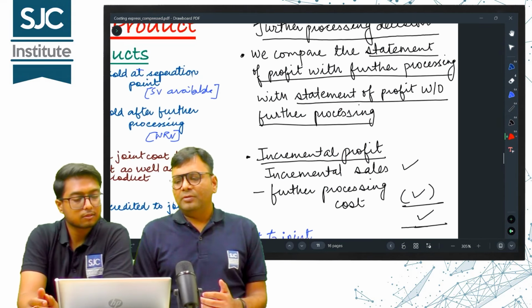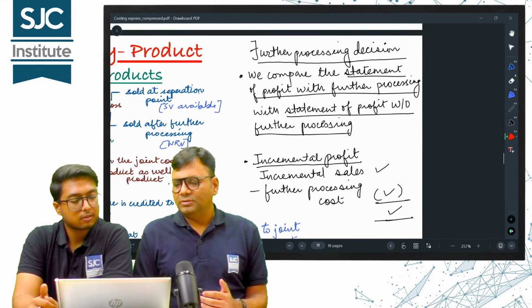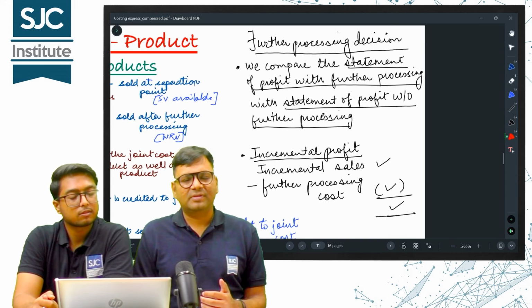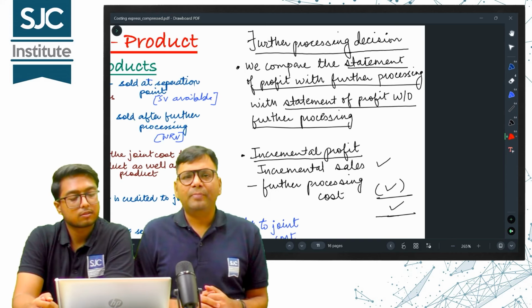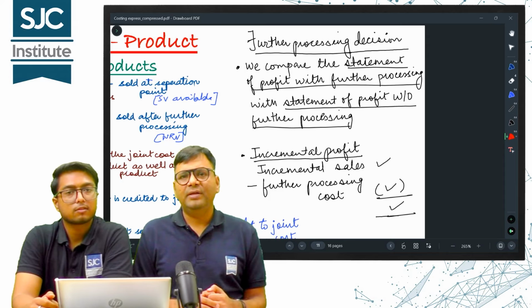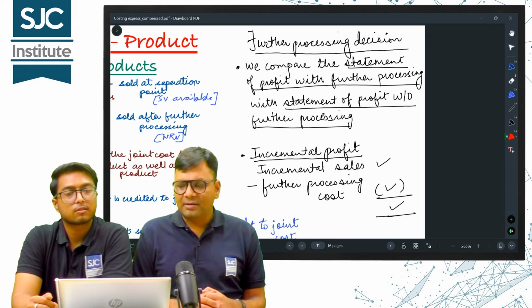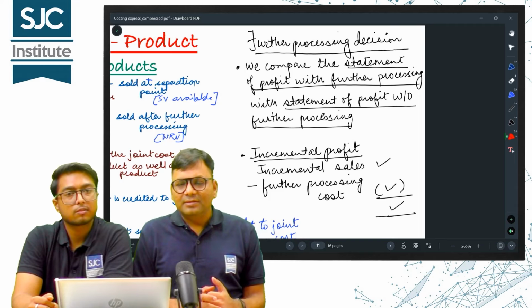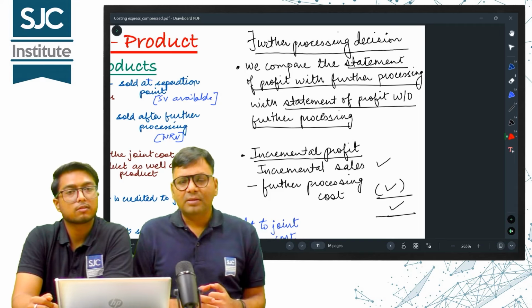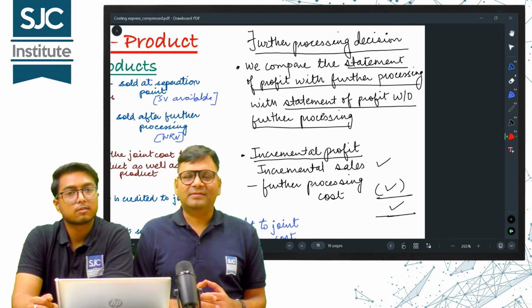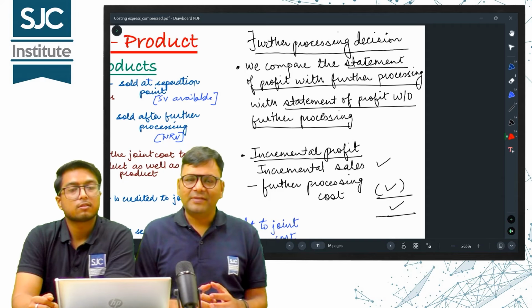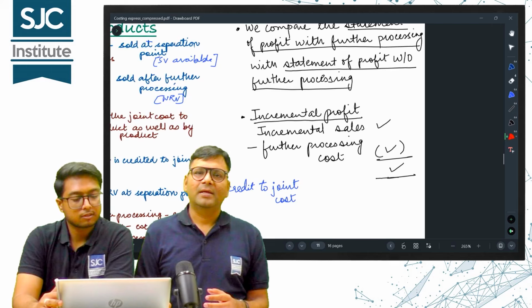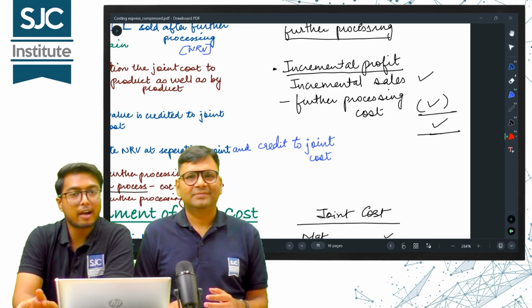There is another very important calculation required for joint product and byproduct understanding, which is the further processing decision. To decide whether a joint product or byproduct should be further processed or not, we have 2 ways. First is to compare the statement of profit with further processing and the profit statement without further processing. The second method is to find out incremental profit. So there we find first incremental sales less further processing cost. If incremental profit is positive, we advise for further process. So here we complete the byproduct and joint product.